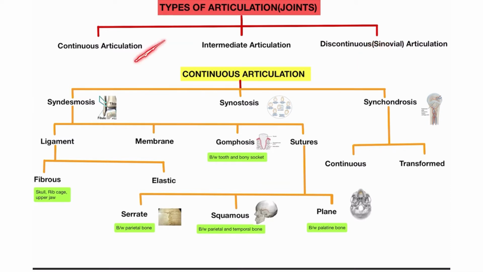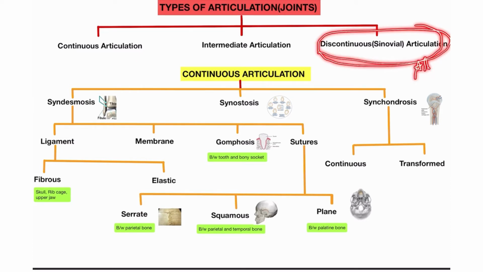Continuous type of articulation, mostly these are not movable. First I will discuss continuous articulation, and after that I will discuss the main articulation, the synovial articulation, which is very important. So first of all, continuous articulation. Continuous articulation is divided into three parts. First is the syndesmosis, second is the synostosis, and third is synchondrosis.